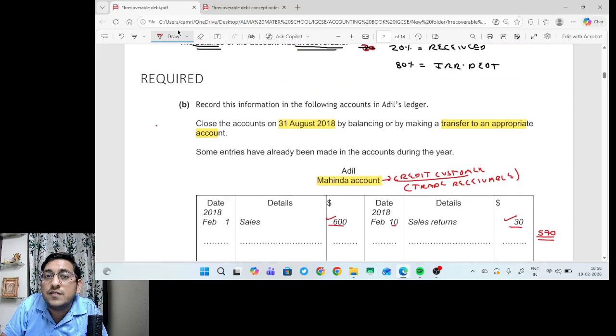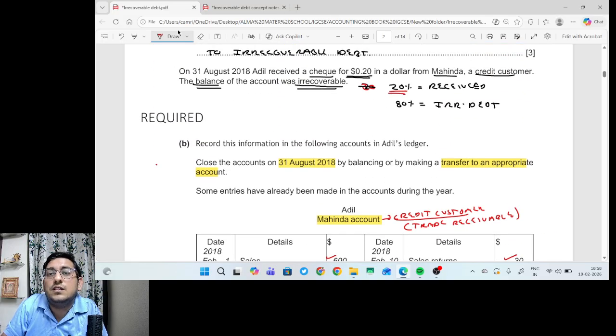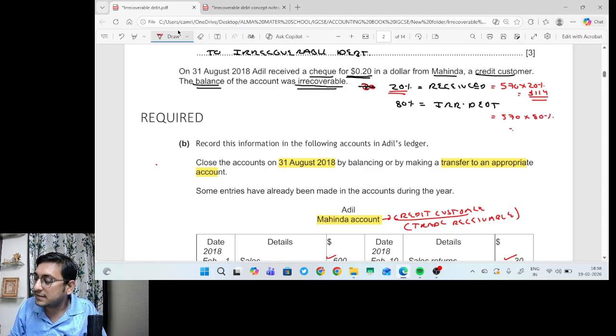But the question says we have received only 20%. So please calculate, my dear. 570 multiplied by 20%, how much have we received? Please calculate with me, you may use the calculator. 20%. So can I say $114 I have received? Sir, what about the balance money? It is irrecoverable debt. So 570 into 80%, 456; the Mahindra account will be closed with irrecoverable debt.